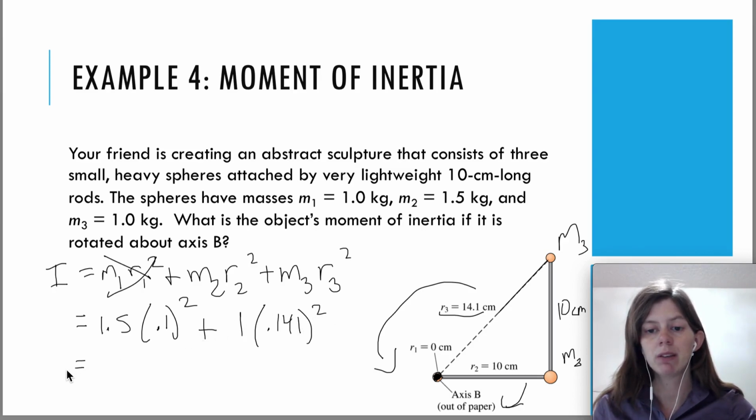We add all of this together, and I got 0.035 kilograms times meter squared. So what this means is that when you rotate this object about this axis versus axis A, it's going to be harder to rotate in this case because the moment of inertia is bigger. And that's because mass 3 is further away from the axis than it was in the first part.